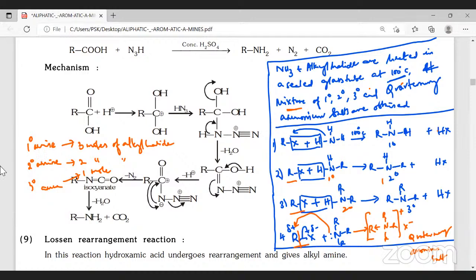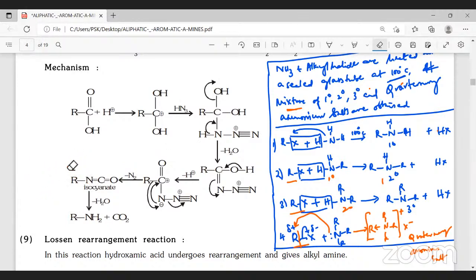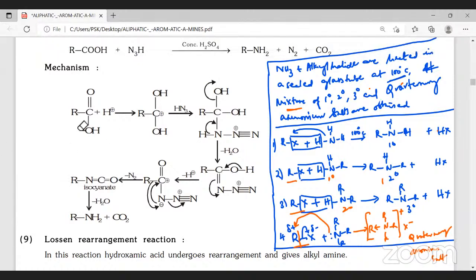So primary amines will consume 3 moles of alkyl halides. Secondary amines will consume 2 moles, and tertiary amines will consume 1 mole of alkyl halide. Depending on the number of moles of alkyl halide consumed, we can differentiate primary, secondary, and tertiary amines. This is the first method of preparing amines. I hope you followed this reaction.